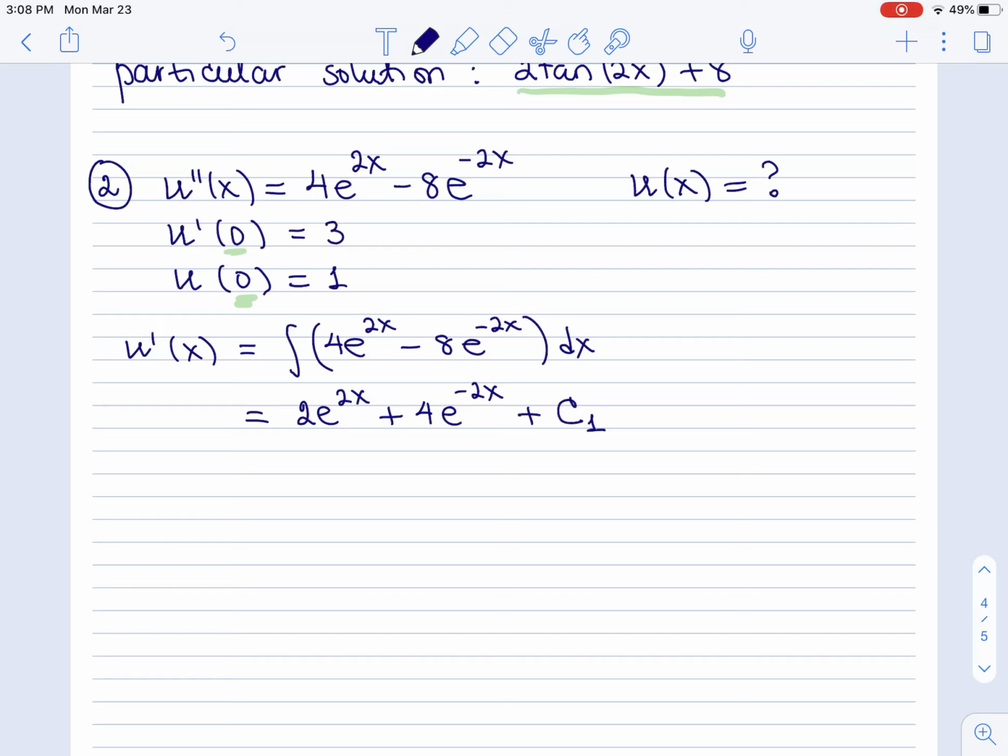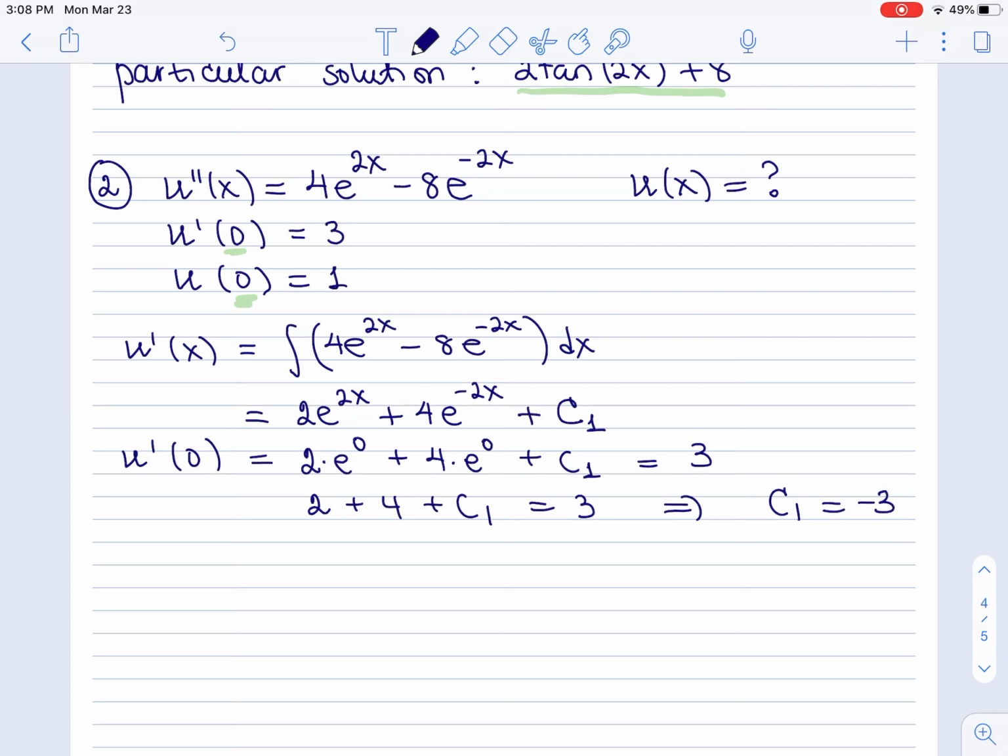Now we use the initial condition that u prime of 0 is equal to 3. So this is 2 times e to the 0 plus 4 times e to the 0 plus c1, that's equal to 3. So that's 2 plus 4 plus c1 is equal to 3. From here, c1 is negative 3. We used this initial condition to find our first constant.